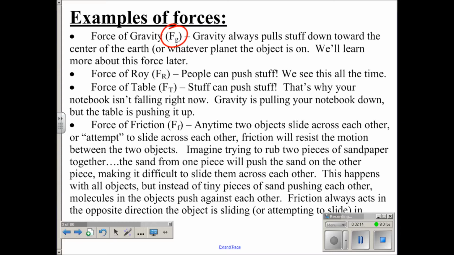Secondly, people can push stuff. We're going to see this all the time. So, for example, you might have the force of Roy or the force of Carl or whatever. And so you'll just label it with capital F and then a subscript, either the person's initial if there's no confusion, or for clarification, you can just write out the person's name.